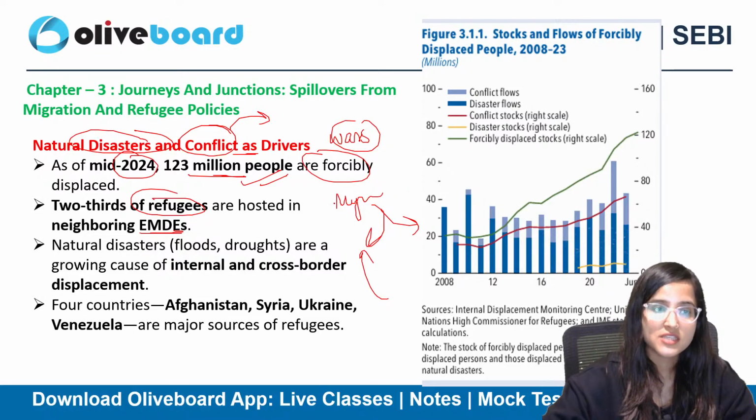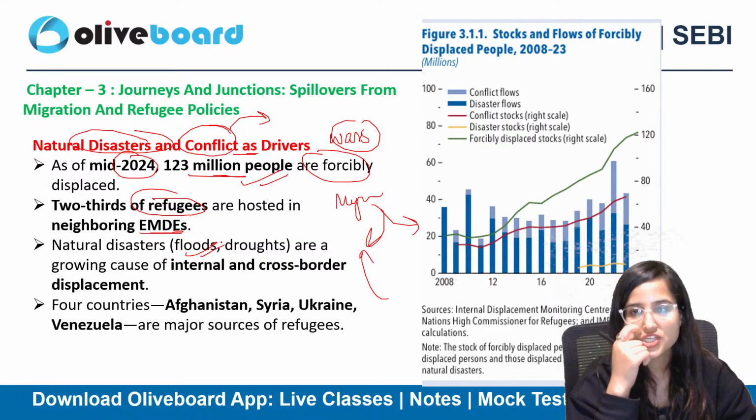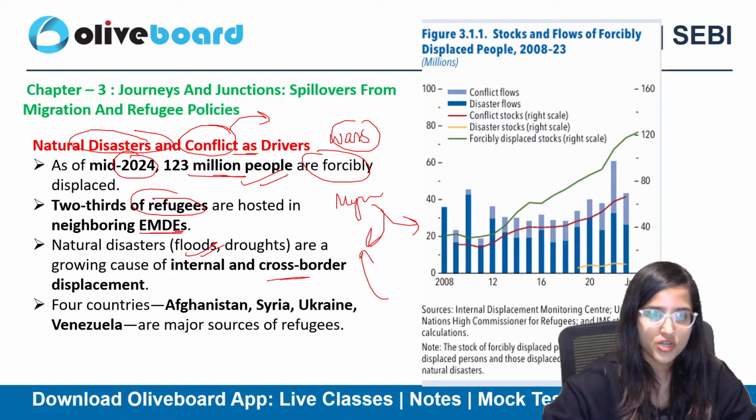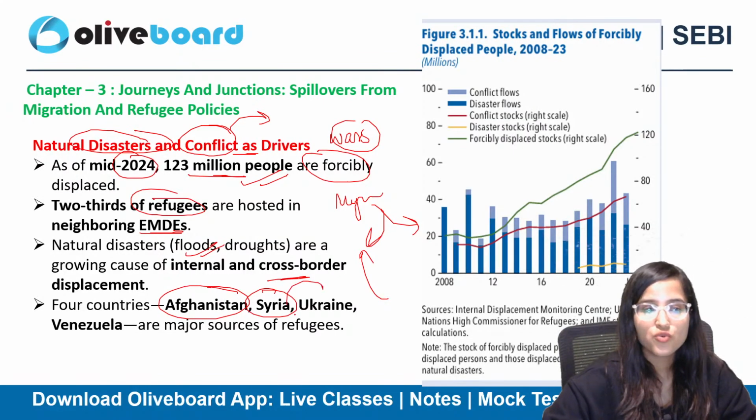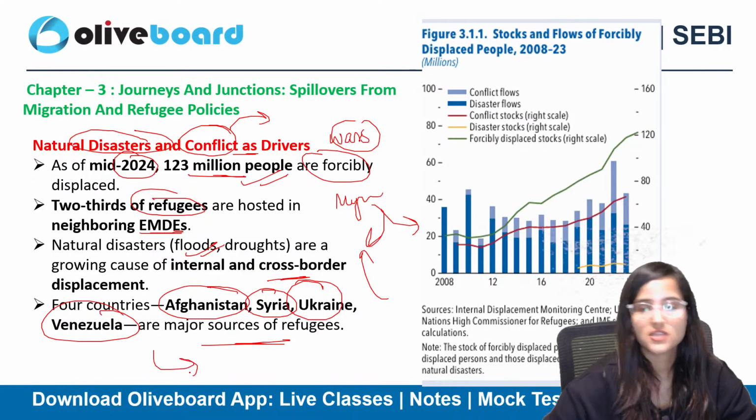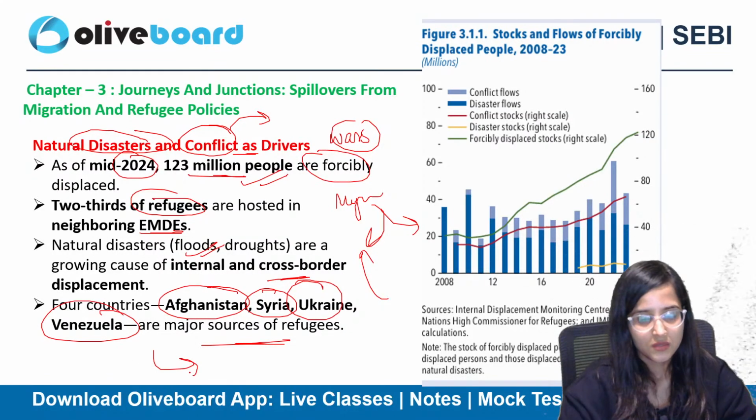Then natural disasters are also increasing because of climate change, and that is also a major factor for cross-border displacement. Four countries, Afghanistan, Syria, Ukraine and Venezuela, are major sources of refugees. A lot of refugees come from here.